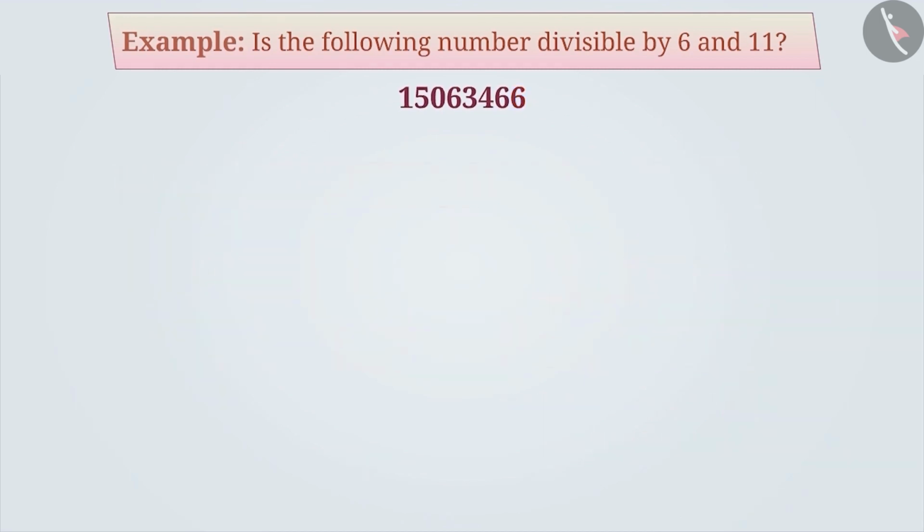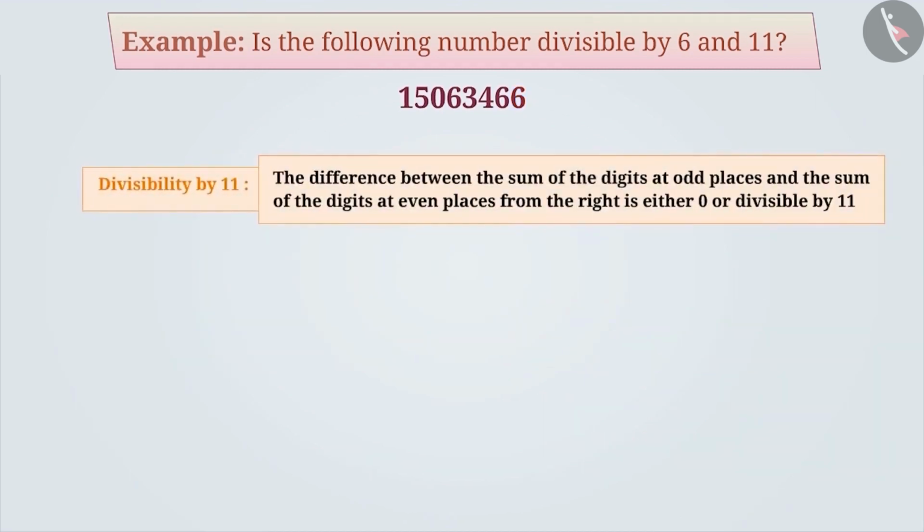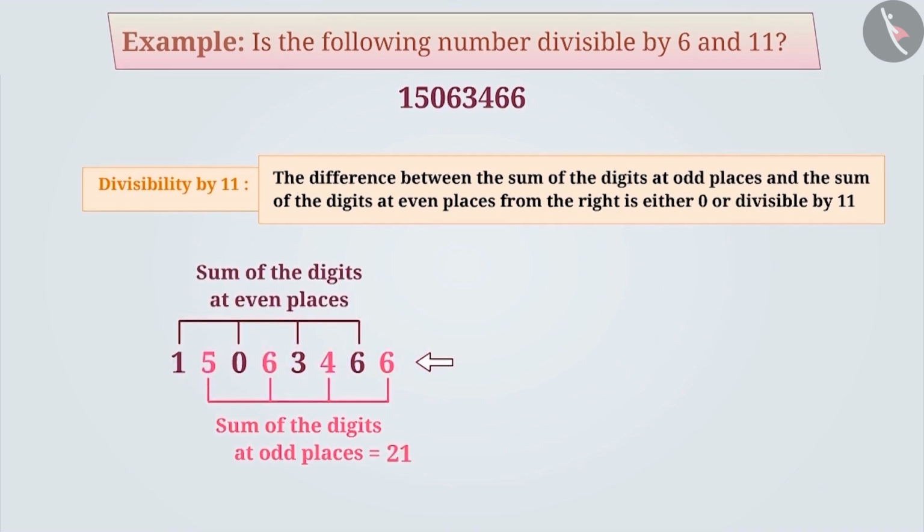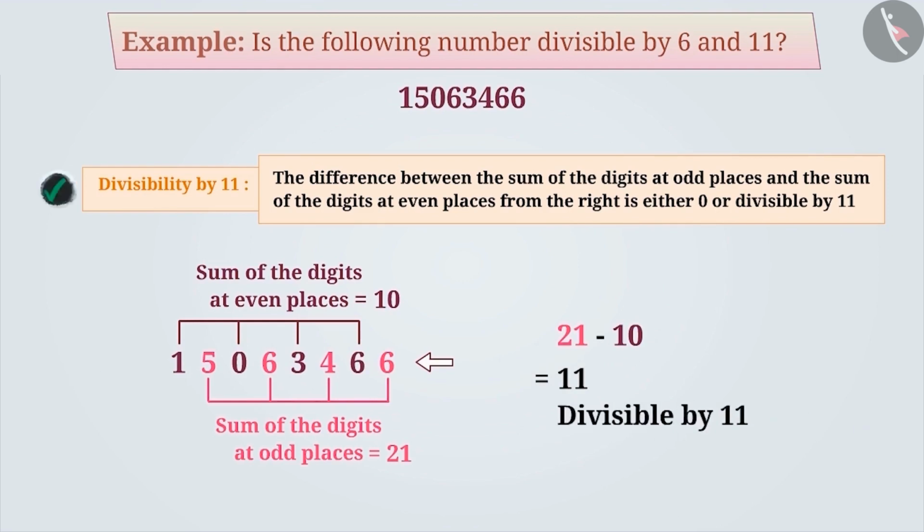Now, let's check the divisibility by 11. In order to do this, we need to find the sum of the digits at odd places from the right. The digits at odd places are 6, 4, 6, 5 and their sum is 21. Similarly, the digits at even places are 6, 3, 0, 1 and their sum is 10. The difference between these two results is 11, which is divisible by 11. Therefore, the given number is divisible by 11.